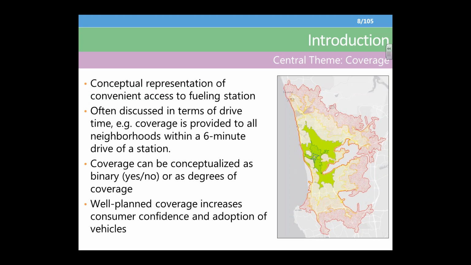Now, coverage can be conceptualized as binary, essentially yes or no. A neighborhood is covered or it's not. Or it can actually be conceptualized as degrees of coverage. Different drive times from different stations can mean a different amount of coverage for a certain area. You might consider it more convenient to be 10 minutes away from a gas station than to be 20 minutes away from a gas station, for example. So we are looking to incorporate those kinds of metrics. And we're working within the mindset that well-planned coverage increases consumer confidence and adoption of the vehicles, fuel cell vehicles.